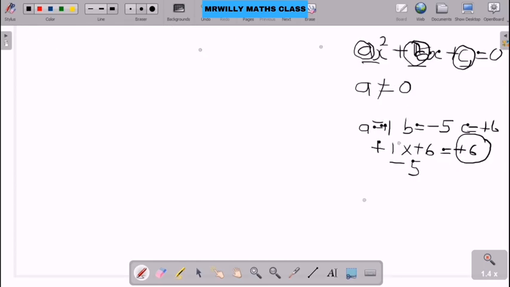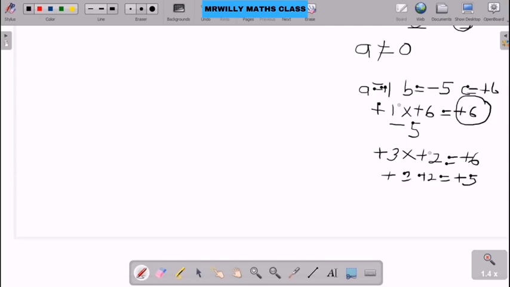Let's think about the possible numbers. What if we use plus 3 times plus 2? Plus 3 times plus 2 will give you plus 6. But here lies the problem: plus 3 plus plus 2 gives you plus 5, not minus 5. So you have to think about two factors that, if you multiply them, give you plus 6, and if you add them, give you minus 5.